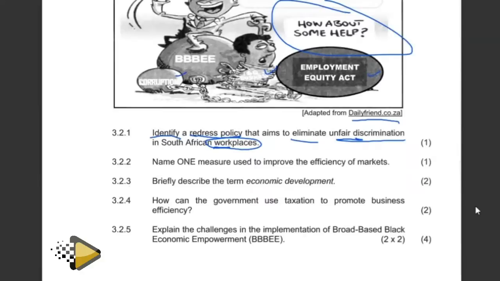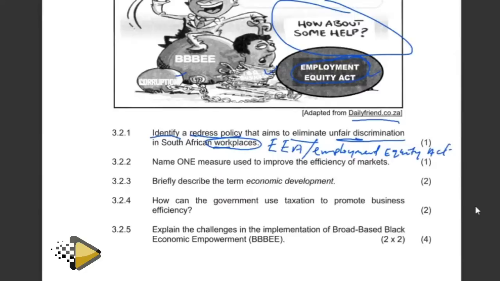Okay, so now the appropriate answer for this question, as the question says identify, is that we have to go to the scenario given, and then we come up with the answer. So our appropriate answer is the Employment Equity Act. Okay, right. So now moving on to the next question, we have 3.2.2.